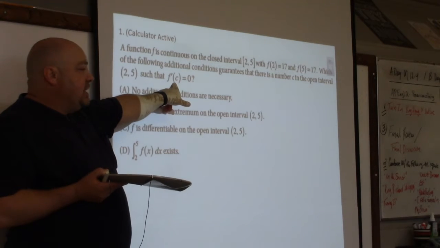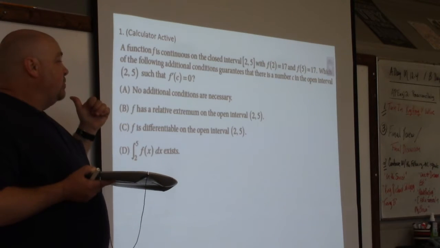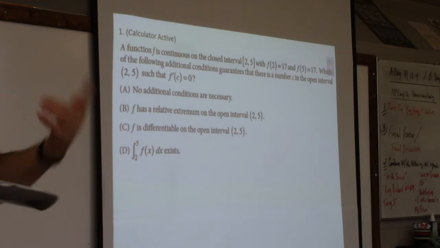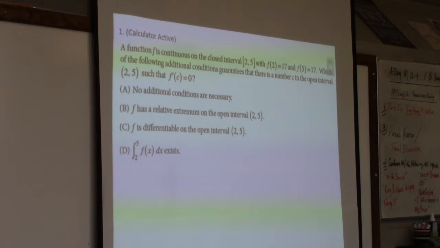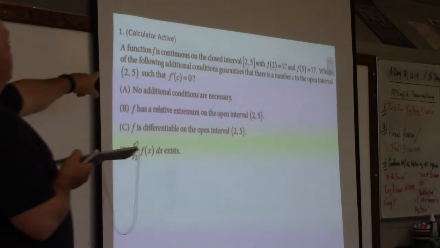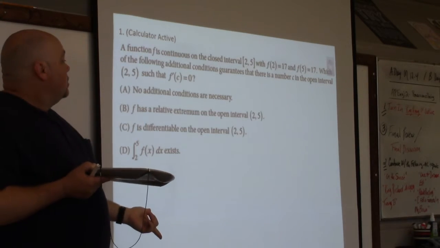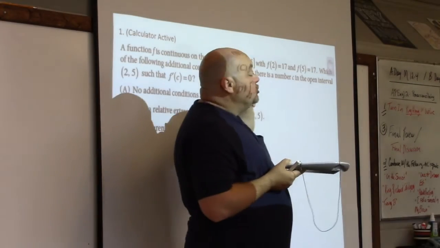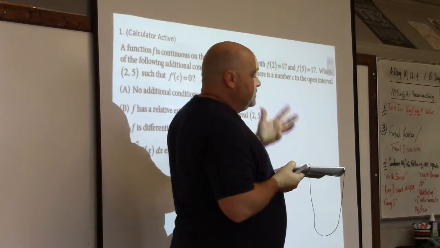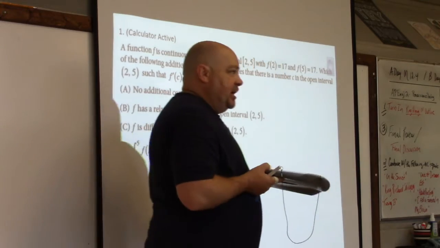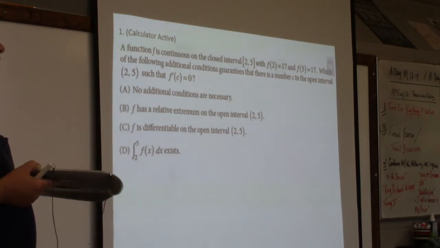f prime of c is the mean value theorem. That's the left side of the mean value theorem, right? So anytime you see an f prime of c, you should think of mean value theorem. What has to be true for the mean value theorem to work? Continuous. Has to be continuous, check. But it also has to be differentiable. Now, if we were to go over here and assume that the mean value theorem applies, don't do that. But if we did, what would we end up with for our average rate of change with 17 and 17 as our two y values?